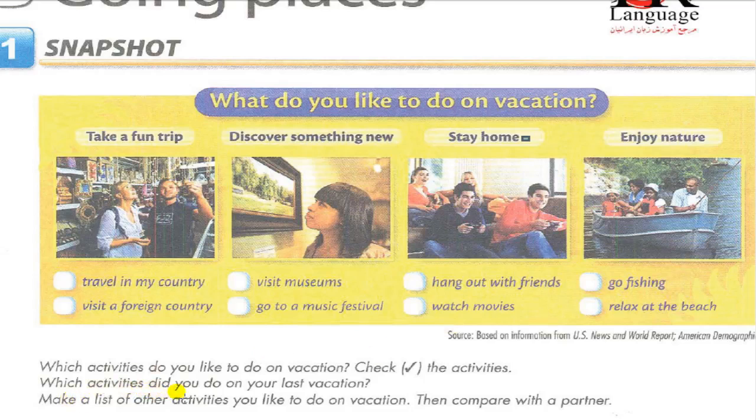Which activities did you do in your last vacation? Did. Last vacation. Past. Use the simple past. On my last vacation, I traveled to Hurghada. On my last vacation, I traveled to Alex. On my last vacation, I visited museums. On my last vacation, I relaxed at the beach.